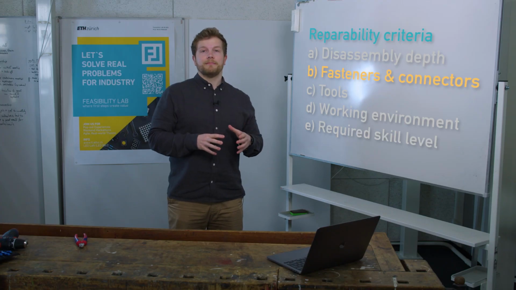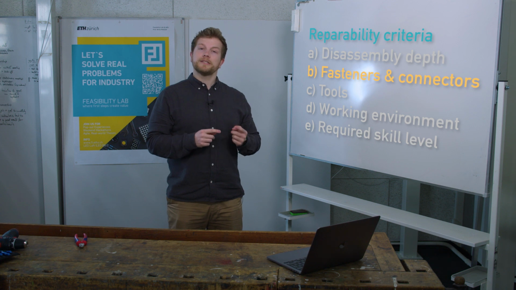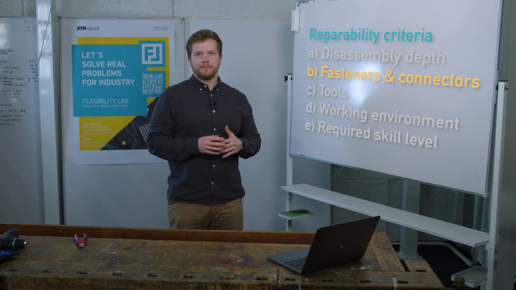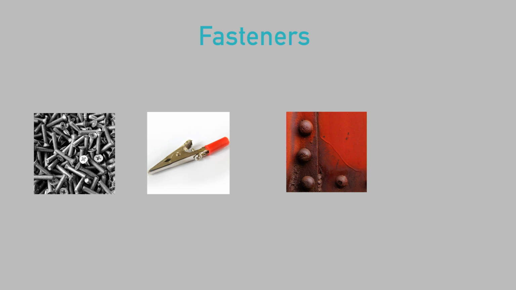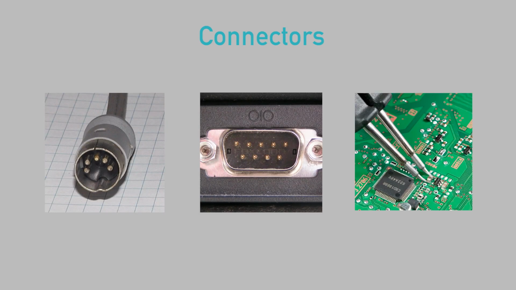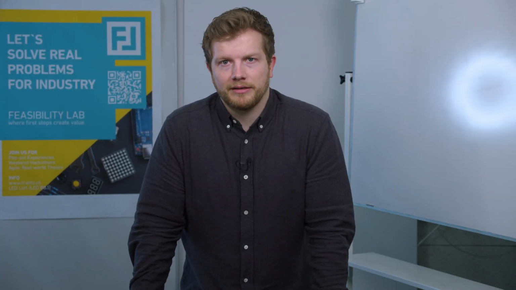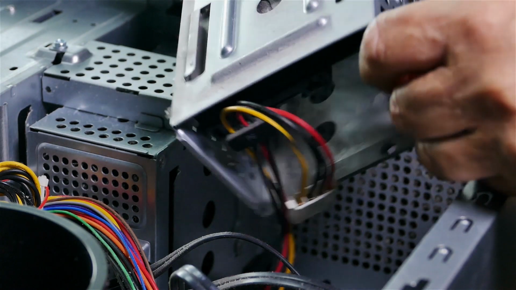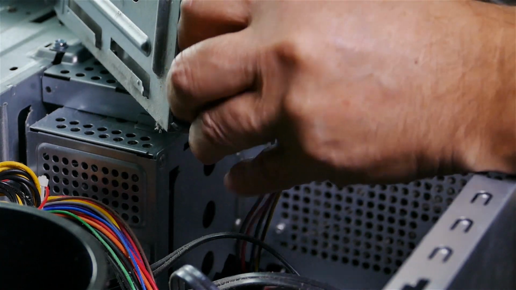Our next criterion, B. Fasteners and connectors, also influences the disassembly depth. Fasteners are elements that mechanically join the parts of a device, like screws, clips, rivets or glue. Connectors are elements that establish the electric circuits, for example plugs, sockets or soldered connections. If we design for repairability, we need to implement reusable fasteners and connectors that don't easily break during disassembly. This is especially the case for screws, durable clips and plugs.